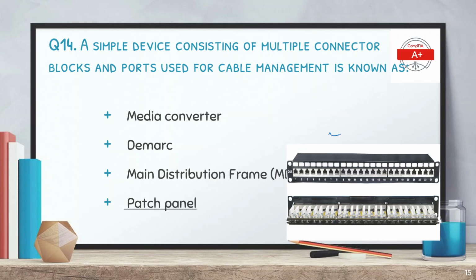This is a picture of a typical patch panel. Here the cables are punched down from the back side of the patch panel, while on the front side we can then connect patch cords or Ethernet cables to connect it to a switch or to any other device. So this is the back side of a patch panel and this is its front side.